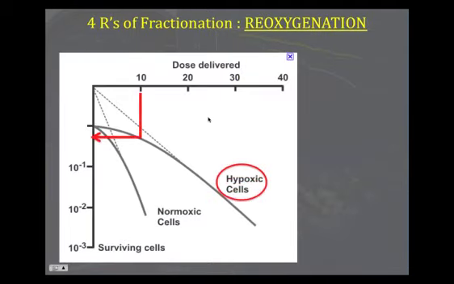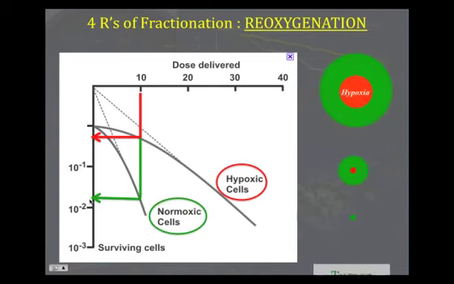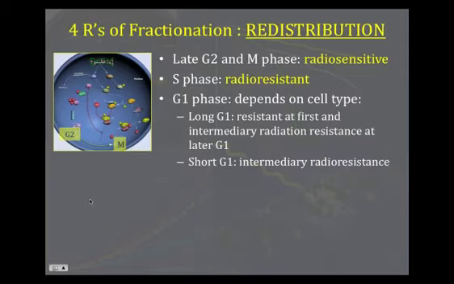And what's the mathematical description of that? So you can see here the effectiveness of the same dose of radiation and how much cell death it leads to, or the amount of cells surviving, extremely high in comparison to the same dose given to normoxic cells. The other R is redistribution.